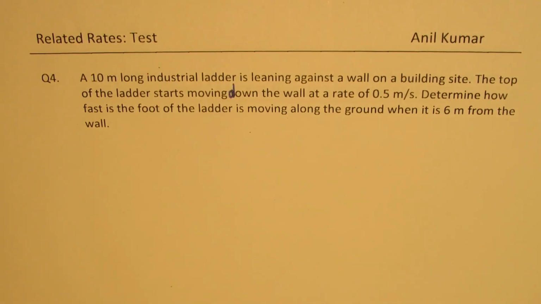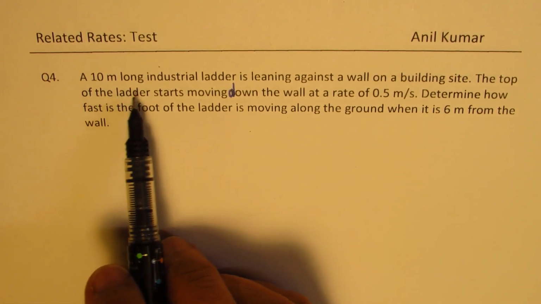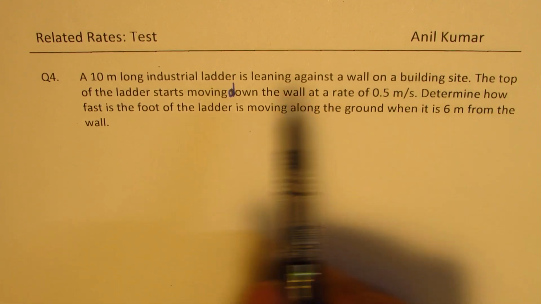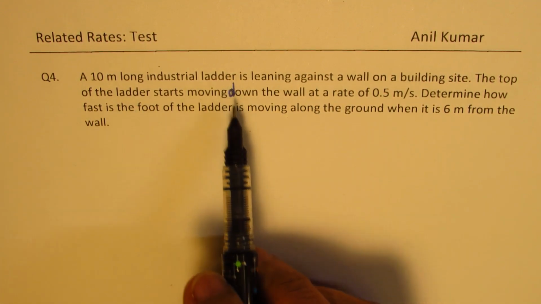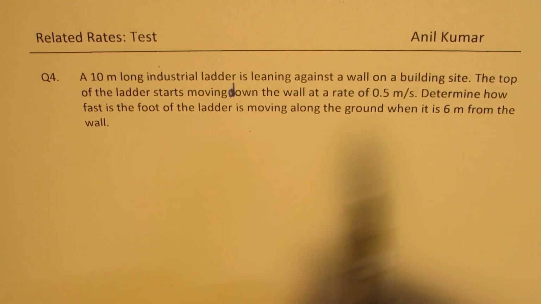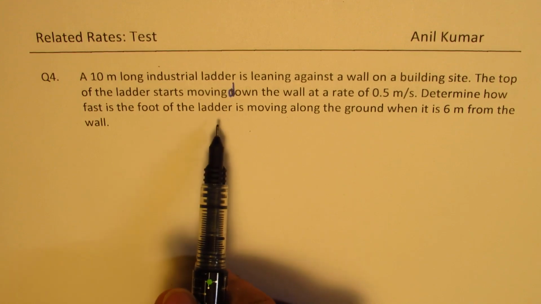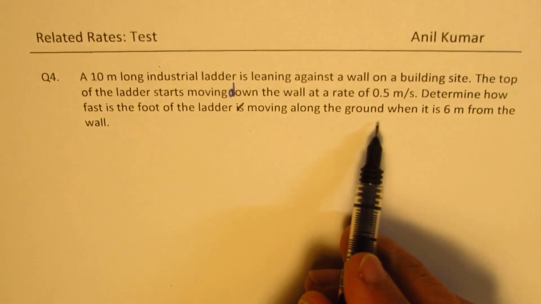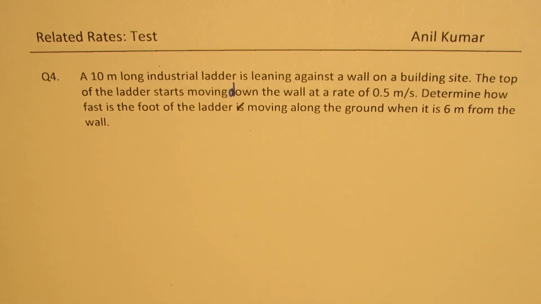Now let's take up question number 4. A 10-meter long industrial ladder is leaning against a wall on a building site. The top of the ladder starts moving down the wall at the rate of 0.5 meters per second. Determine how fast the foot of the ladder is moving along the ground when it is 6 meters from the wall.